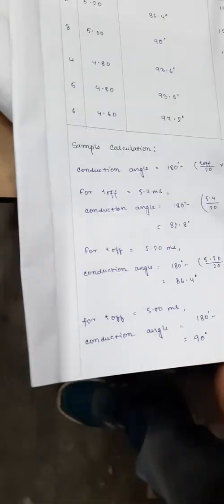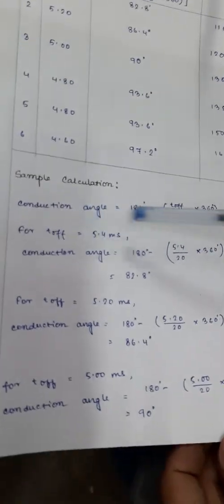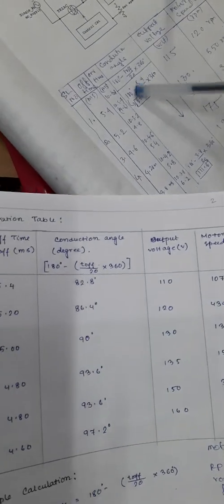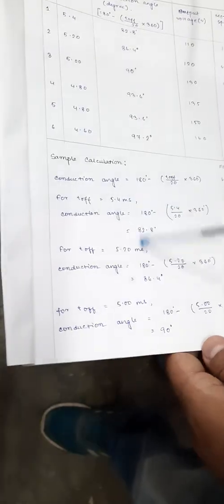Then a sample calculation you have to show. How did you calculate the conduction angle? In this way you have to show the conduction angles. Two sample calculations I have shown you roughly, but you have to do it in the fair copies in this way.